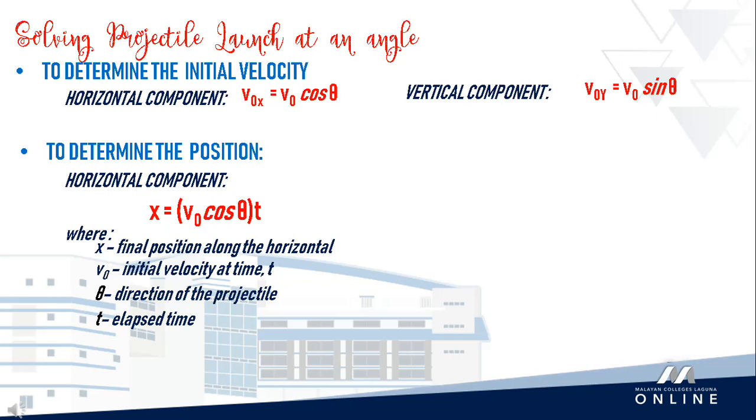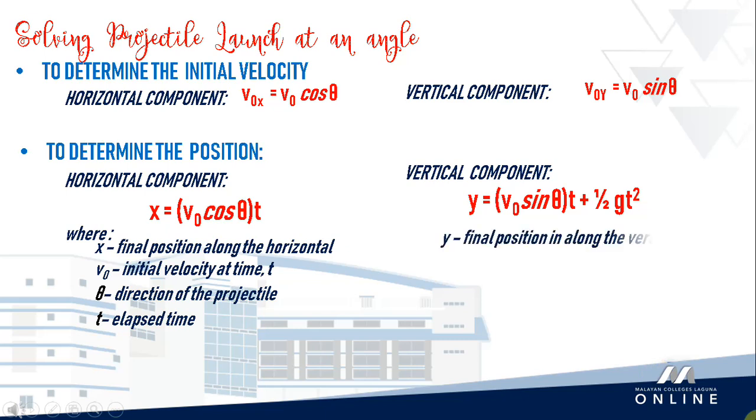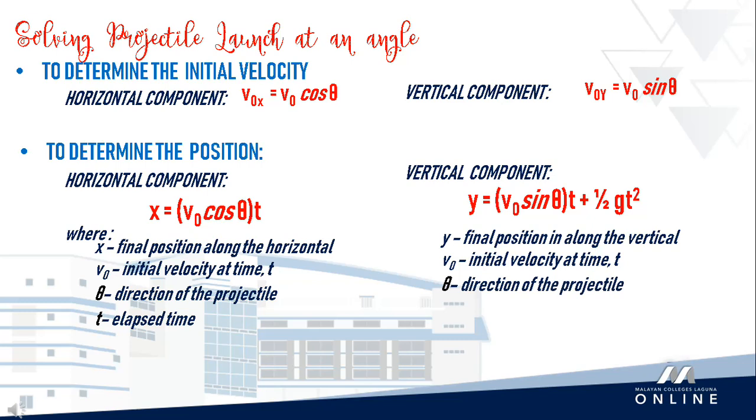Alternatively, in getting the position of the projectile in vertical component, we will use this equation, where y is the final position along the vertical, v sub 0 is the initial speed of the projectile at time t, theta is the direction of the projectile along the vertical at time t, g is your gravitational constant, and t is the elapsed time.